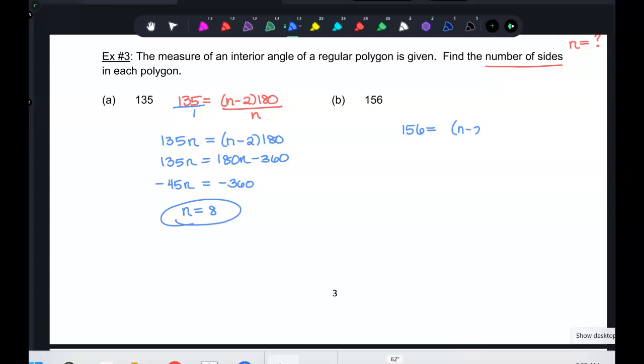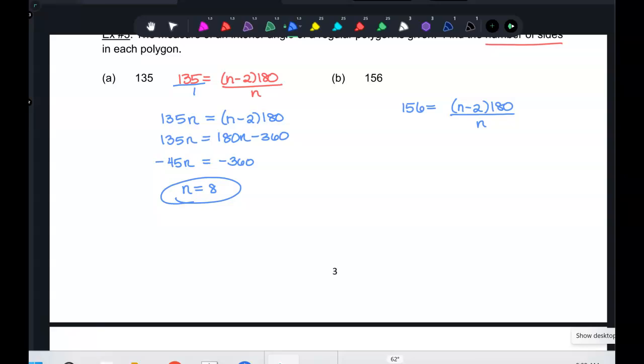Okay, 156, same thing. So we're going to set this equal to n minus 2 times 180 over n. Same thing, we're going to put it over 1 and cross multiply. And let's see what we get. I got 15. Let's take a look. Well, we subtract 180, that gives us negative 24n. Good, 15.